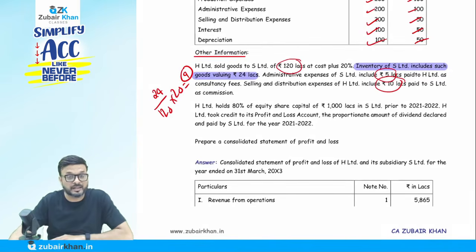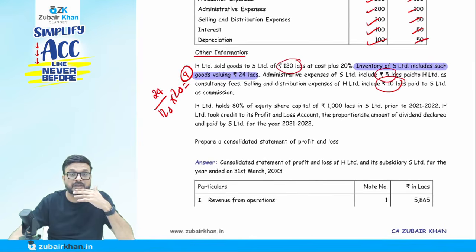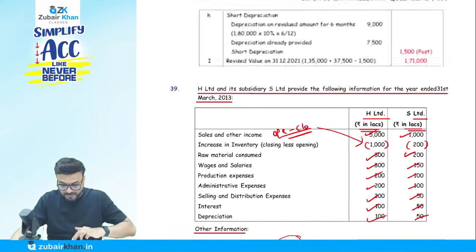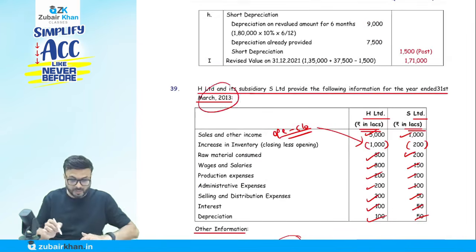Okay, one more thing is that they mentioned the holding company holds 80% shares in the subsidiary company. 80% of the equity share capital of 1000 lakh of S Limited, which is prior to 21-22. Okay, this is the P&L account we are preparing for 31st March 2013.